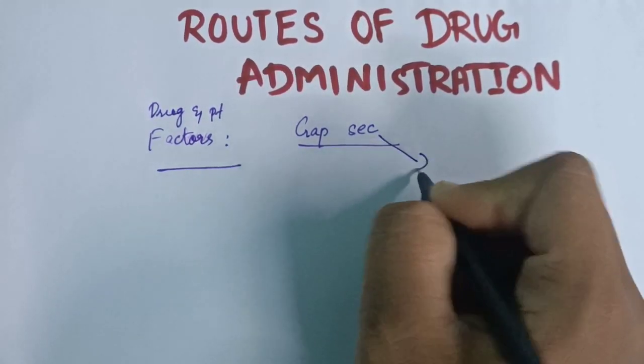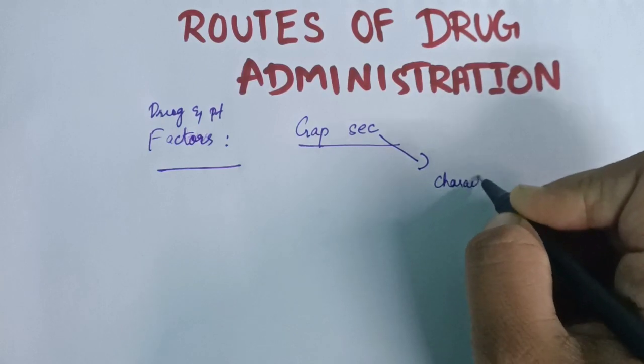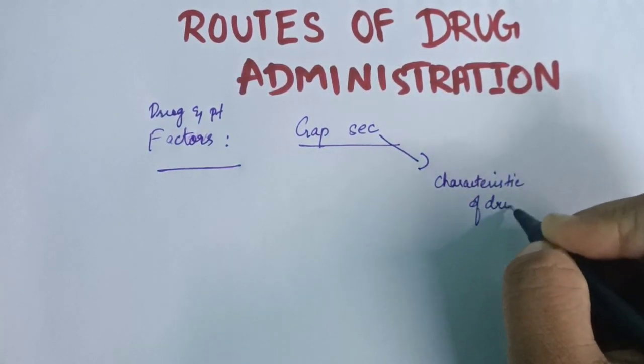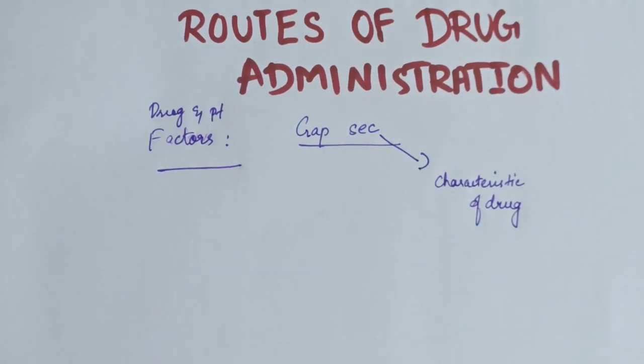First, C is the characteristic of the drug. Whether the drug is absorbed by your GIT, or it needs to be given through injection or inhalation. What are the characteristics of the drug, whether it can be absorbed or not, whether it is unabsorbable. So you should know the characteristics of the drug, whether you can give it orally or parenterally. You will learn each one in detail.